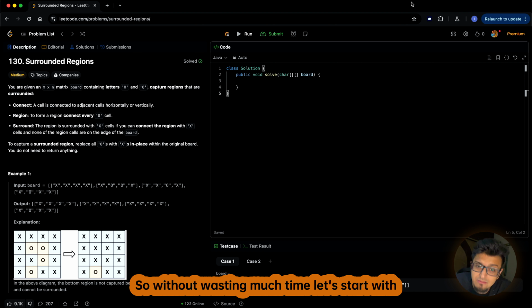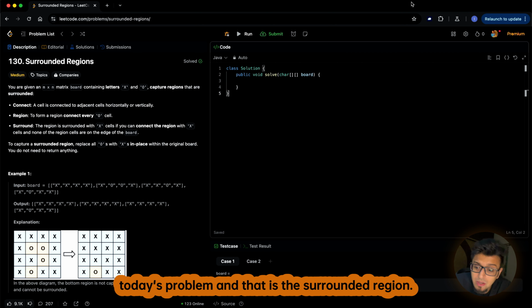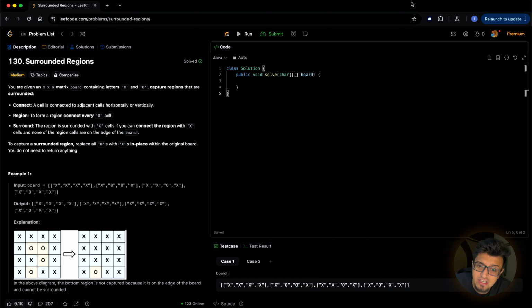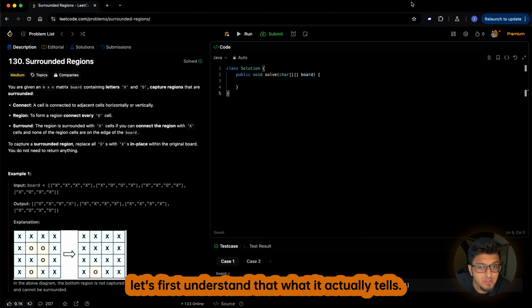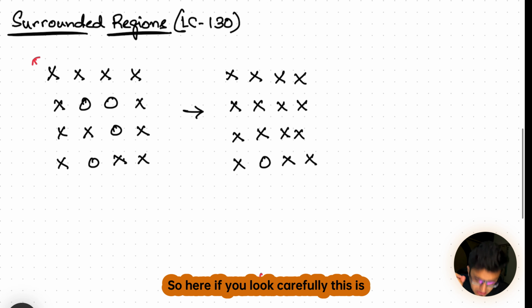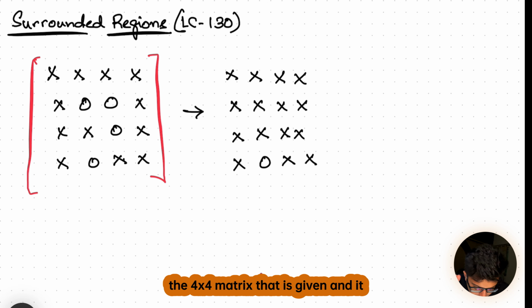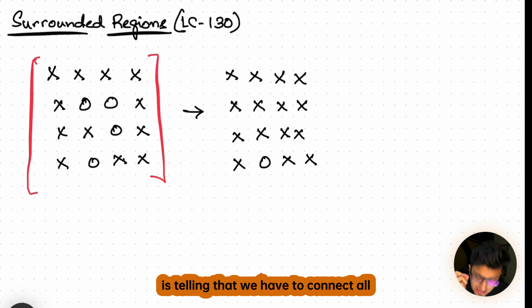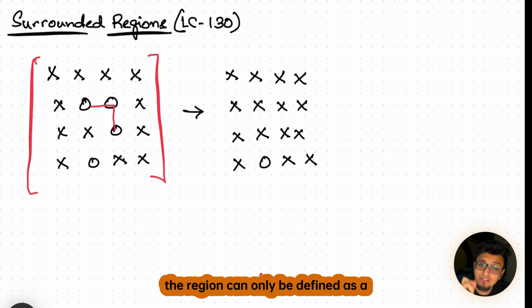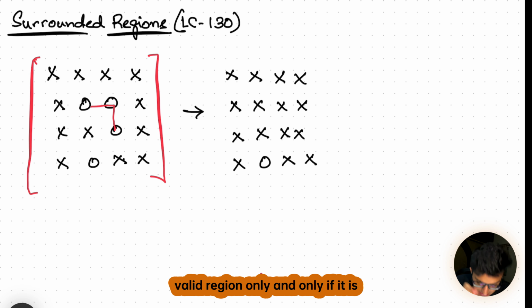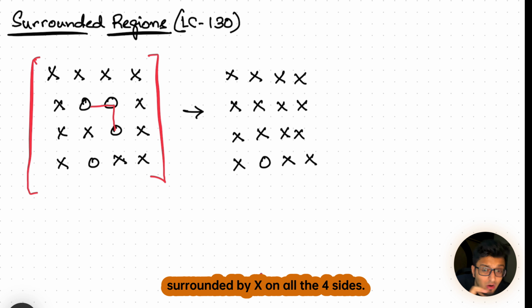So without wasting much time, let's start with today's problem, and that is the surrounded region. Let's first go through this problem and understand what it actually tells. Here, if you look carefully, this is the 4x4 matrix that is given, and it is telling that we have to connect all the zeros together to form a region, and the region can only be defined as a valid region if and only if it is surrounded by x on all four sides.